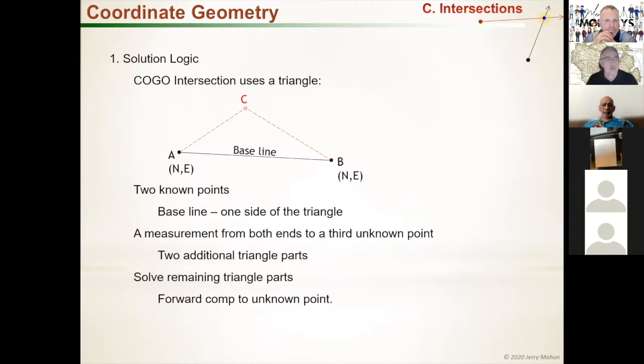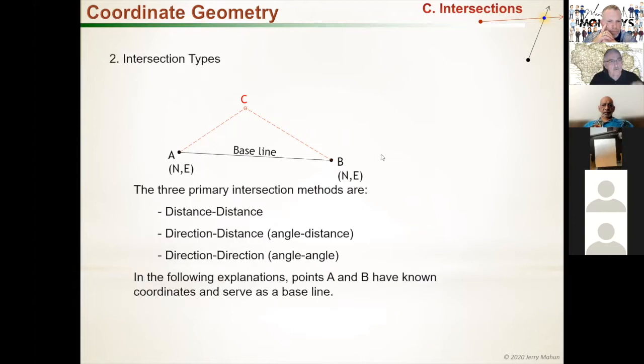So the other two measurements are going to be either the distances from the baseline points, or angles down here to get our other two parts of the triangle that we need. So any two measurements that help us establish the coordinates of that point up here from off of our baseline. Now, there's basically three fundamental intersection types.